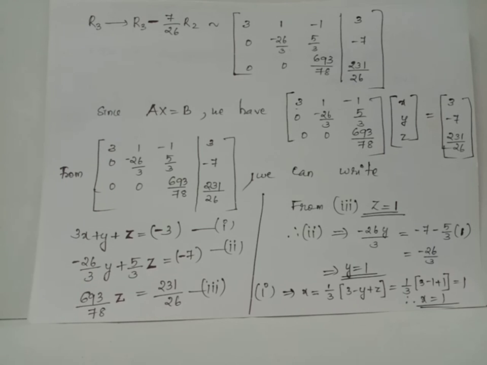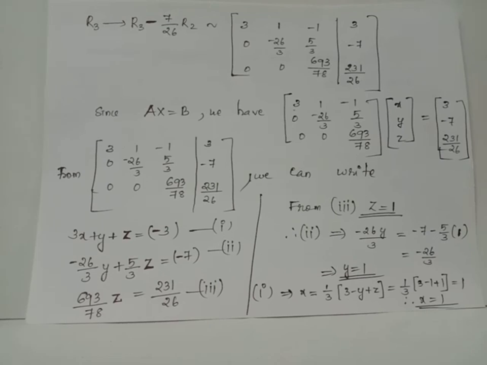Now, since our coefficient matrix is in upper triangular form, we can rewrite the matrix form as Ax equals B, becoming this coefficient matrix A times the solution matrix equals this constant matrix, which is B.